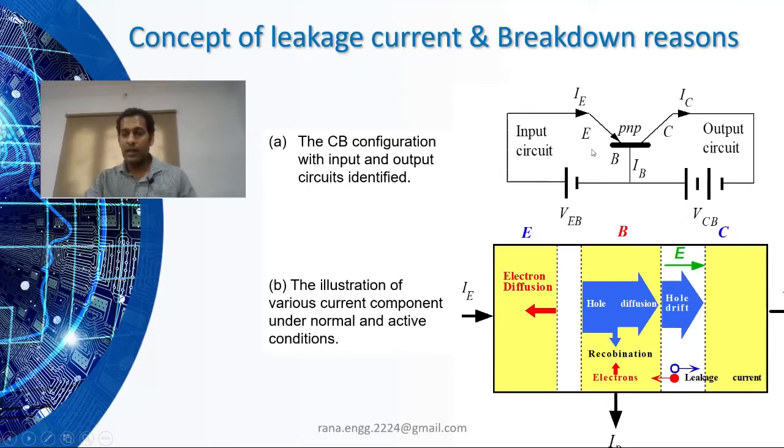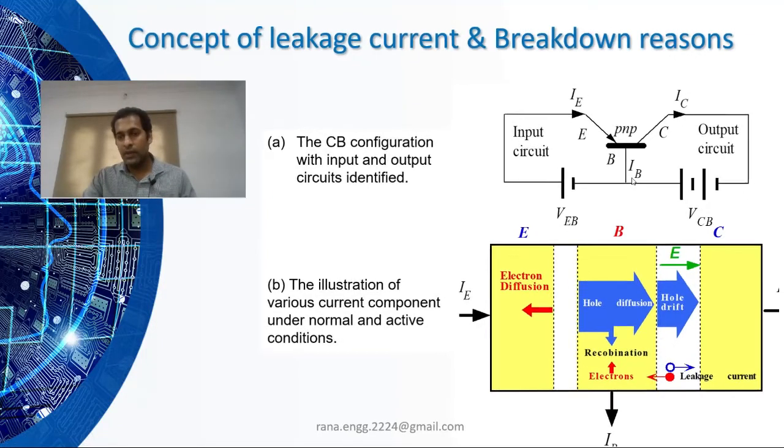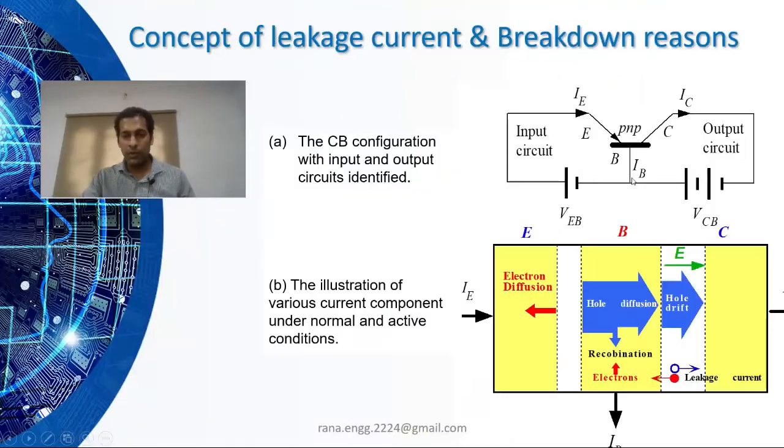And input side, if you see PNP, so the middle one N is connected to negative, and this P is connected to positive. So input side is forward bias and output side is reverse bias. If you see, this P is connected to negative and this N is connected to positive.